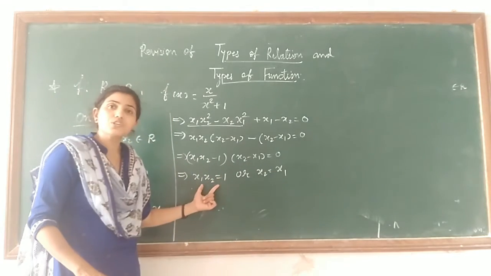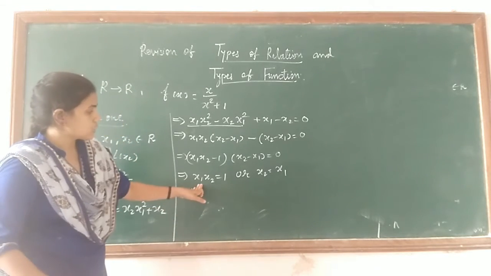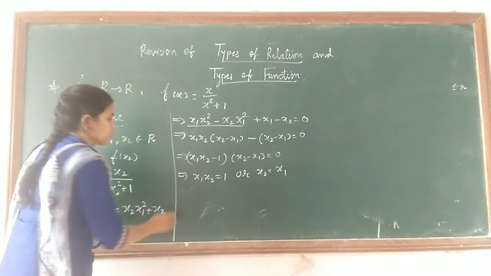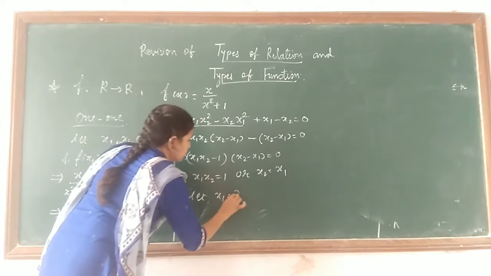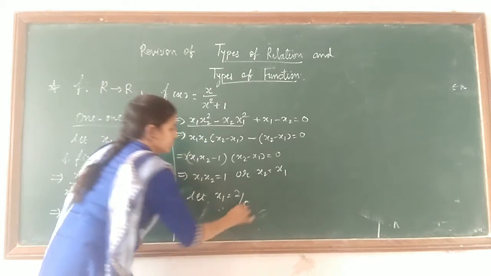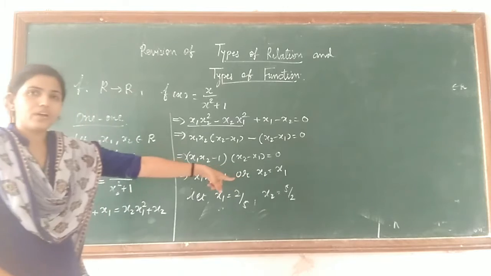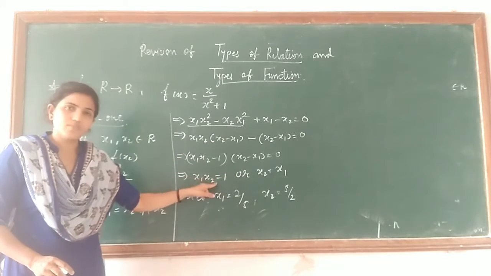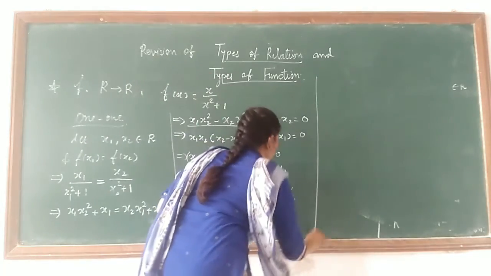But here another condition is there, so we will work on the second one. What is it? x1 x2 is equal to 1. So I am taking, let x1 be equal to 2 upon 5. Then x2 I can take 5 by 2. So x1 into x2 is equal to 1. Now let me find out what the f of x1 can be.